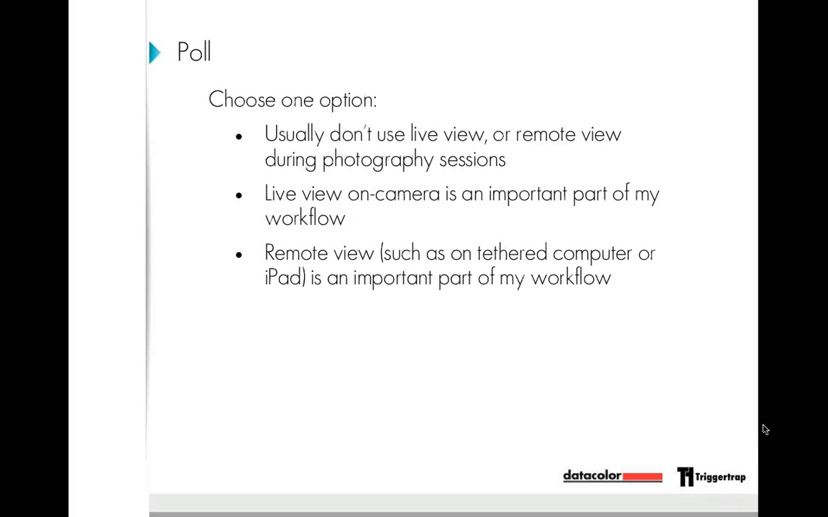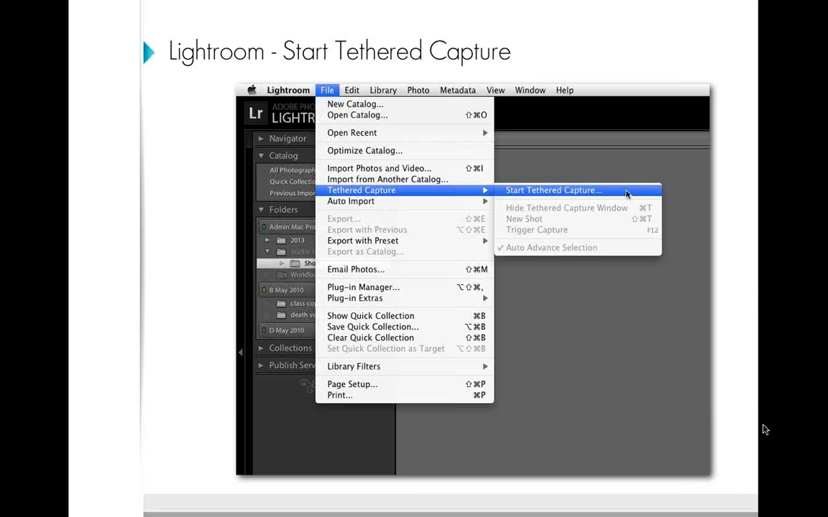There we go. So starting tethered capture in Lightroom is really straightforward. This is Lightroom 4. You go to File, Tethered Capture, and Start Tethered Capture, and here's your menu right here. And one would normally connect the camera to the computer before you started this.